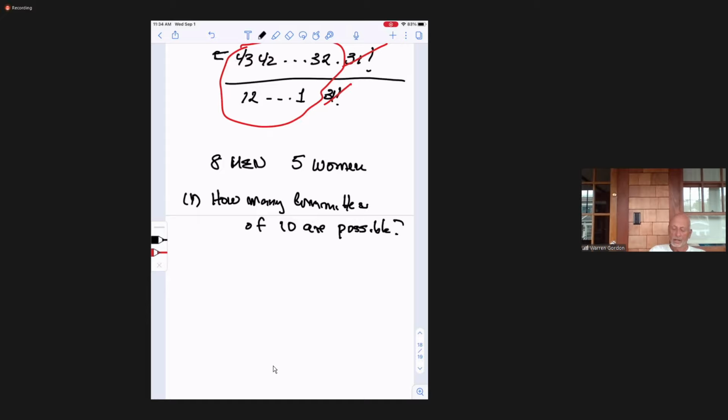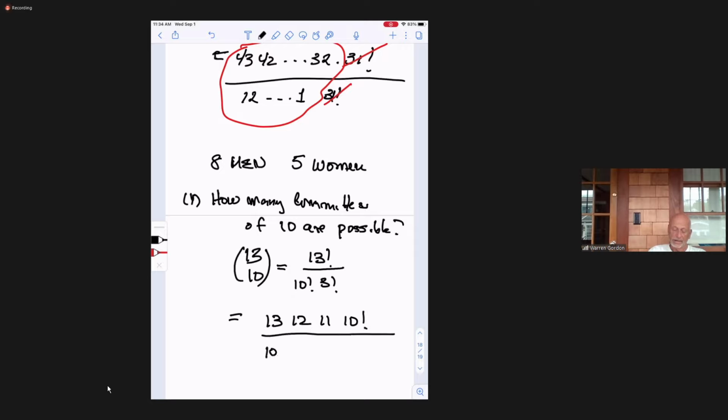First question. Altogether, notice I didn't impose any restrictions here. How many people do I have? 13. And I want a committee of size 10. So I'm asking how many combinations of size 10 can I choose from 13? This would be 13 factorial over 10 factorial times 3 factorial. I'd work this as 13, 12, 11, 10 factorial over 10 factorial, 3, 2, 1.